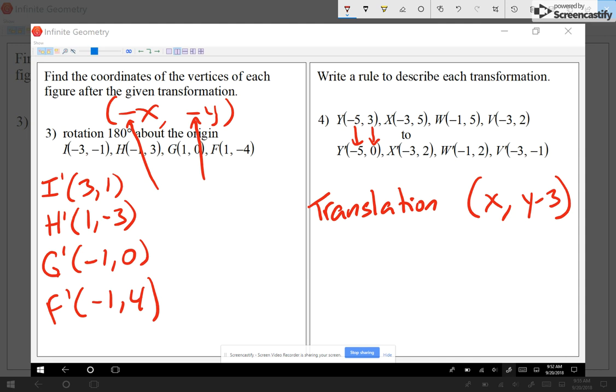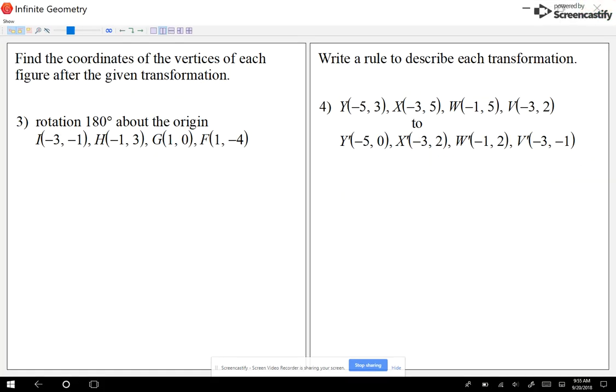Now for the quiz tomorrow, my example number 3, where I give you guys the coordinates and ask you for the coordinates of the vertices, there's going to be 4 of those on the quiz. And my example number 4, where you guys have to write the rule, there's 4 of them as well. So that makes a whole 12. Any questions? No?